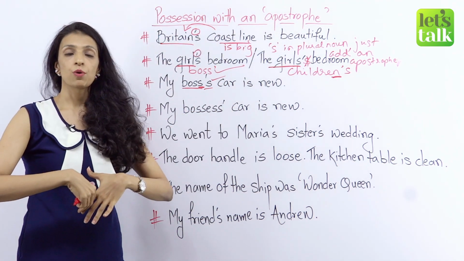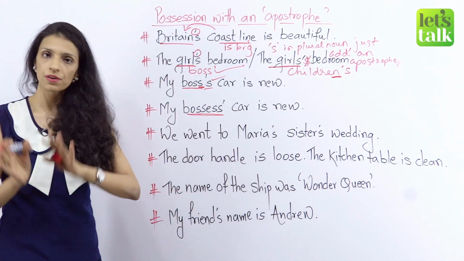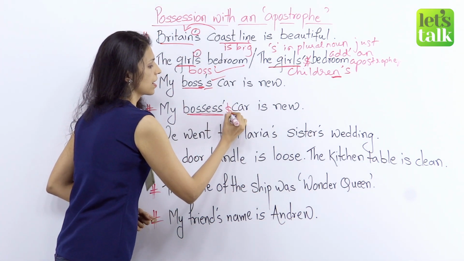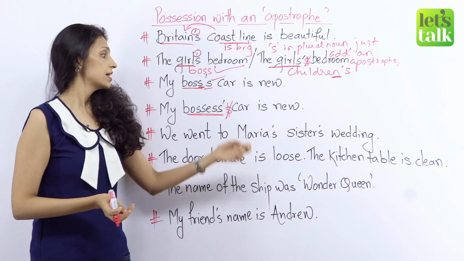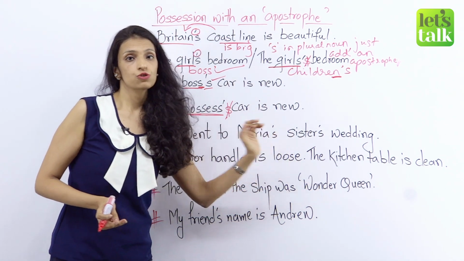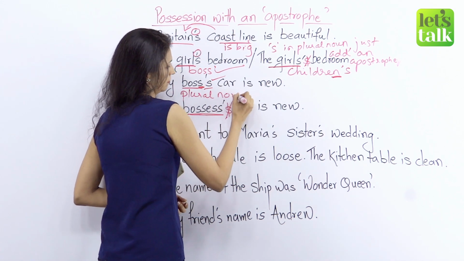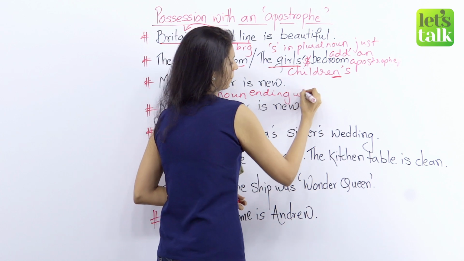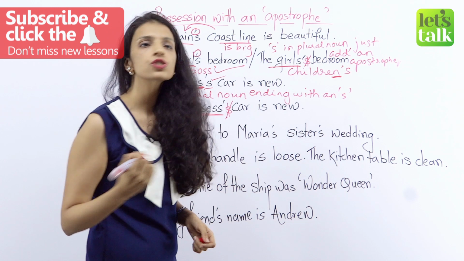Now what if I have more than one boss? My bosses, already in plural, already with an S. You cannot add another S. So when a plural noun ends with an S, you will just put an apostrophe, you will not put another S to show possession. So this is in the plural. Plural noun ending with an S, just add the apostrophe.